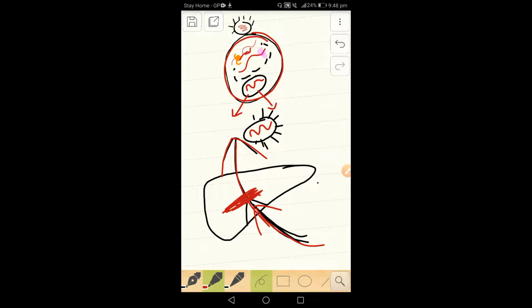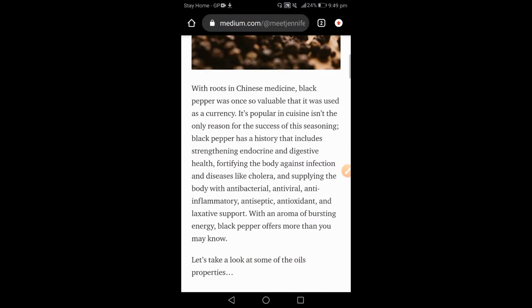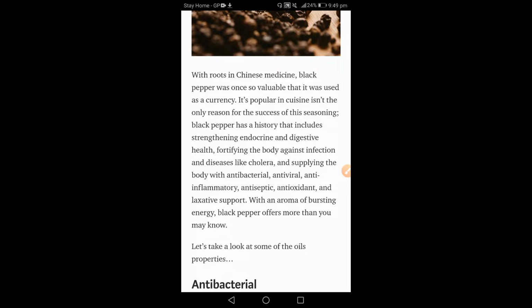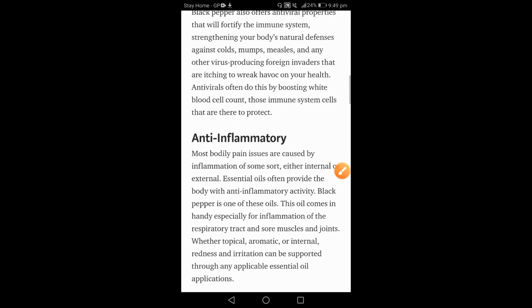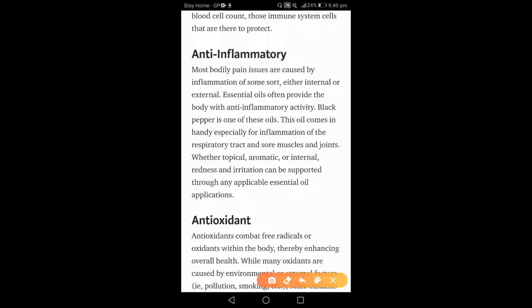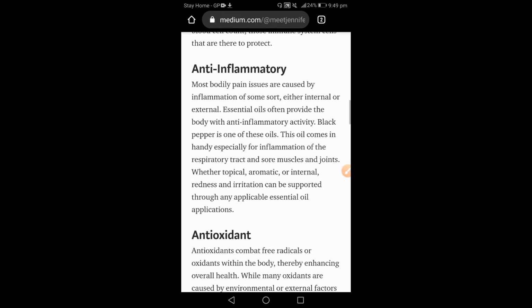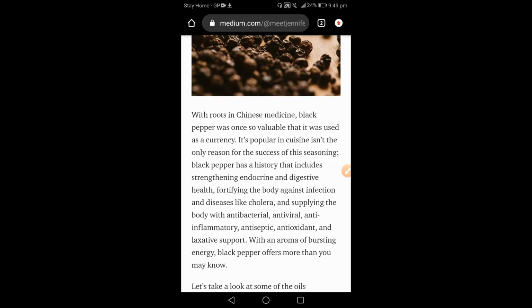Okay, let me show you. This is a website from which I am taking examples. So look, black pepper is active against infection, disease like cholera, antibacterial, antiviral, antiseptic, anti-inflammatory properties. All right. Okay, then what does it do? Inflammation of the respiratory tract and sore muscles and joints. Okay, all right. Antioxidant, this is very natural because most of the natural ingredients act as antioxidants. Okay, so there are many other proofs of the activity of piperines. You can browse over the internet. Okay, all right.